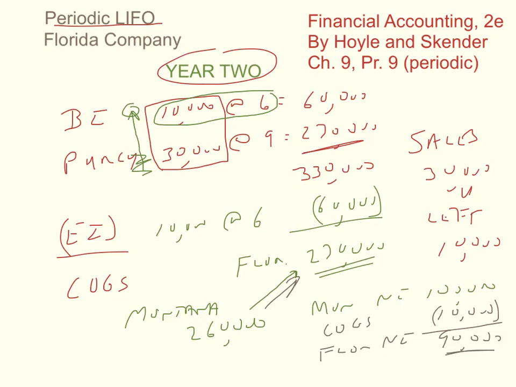If you can do this problem, you should be fine in working with periodic inventory. It shows you how a periodic system works, and it shows you the difference between making an assumption of FIFO and making an assumption of LIFO.